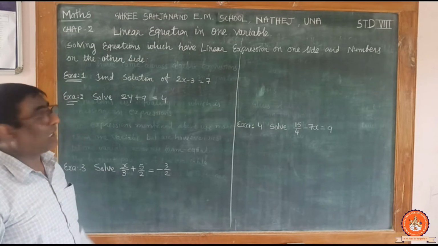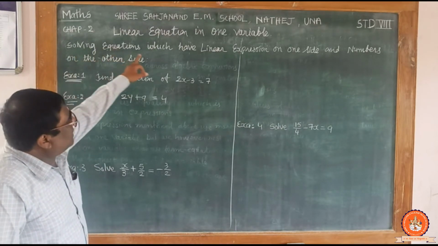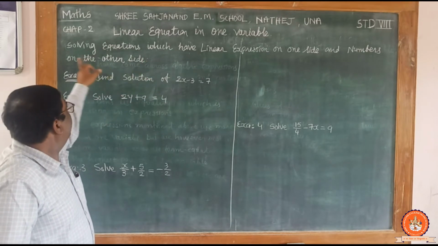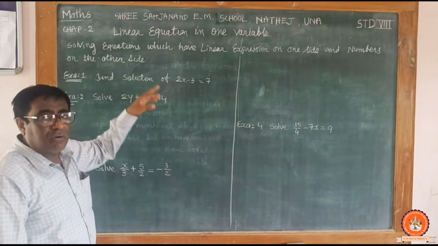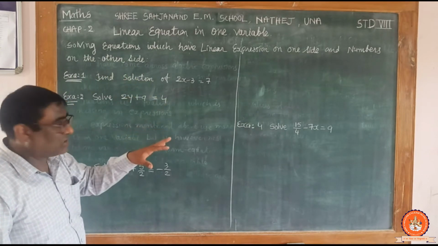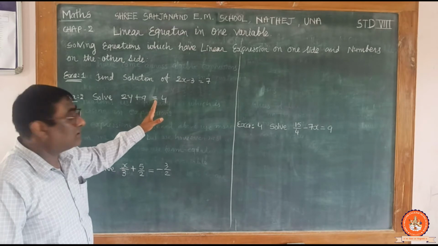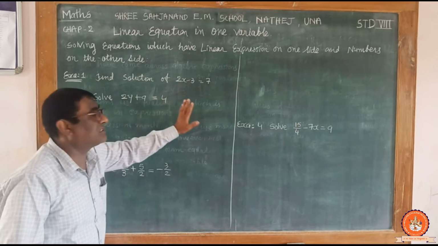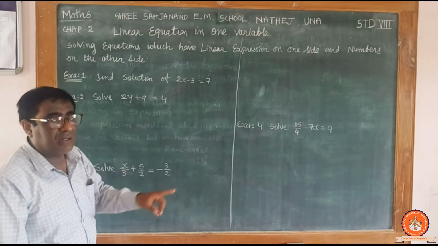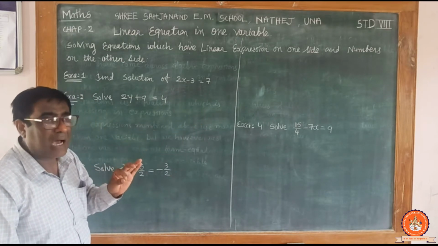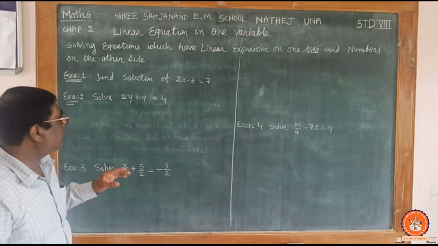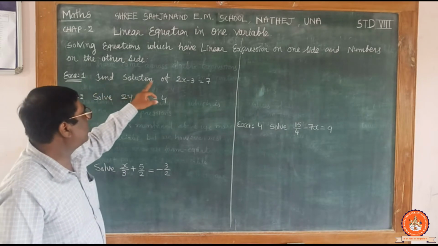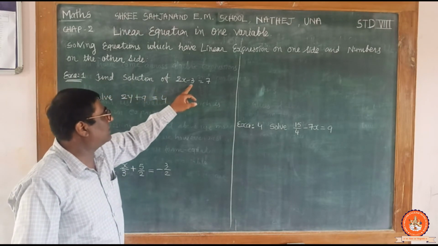Initially we will solve the equations which have linear expressions on one side and numbers on the other side. So we are solving this type of equation in which, look at the equality mark, the expression is there on the left hand side and the number is there on the right hand side. Very easy type of question this one is. Now we have learned example number 1, find the solution of 2x minus 3 is equal to 7.